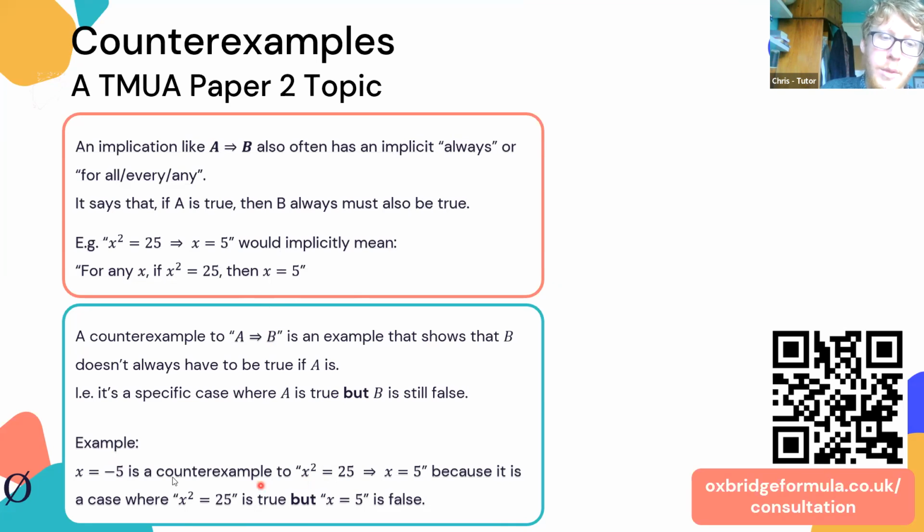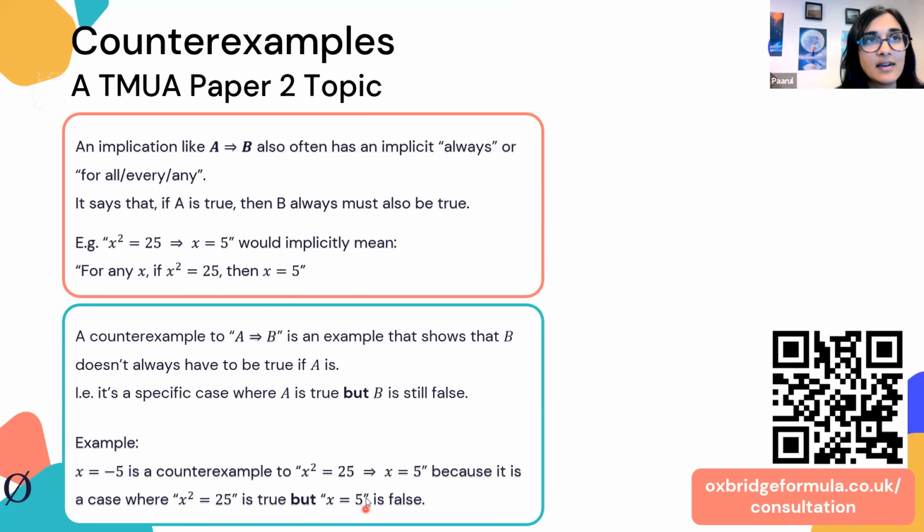So that's our counterexample, because it makes x squared equals 25 true. If x equals minus 5, then x squared equals 25 is true. But it makes our B, our x equals 5, false, because obviously minus 5 and 5 are not the same number. So it's not always true that x equals 5. And so we've given a counterexample that shows that implication is false.